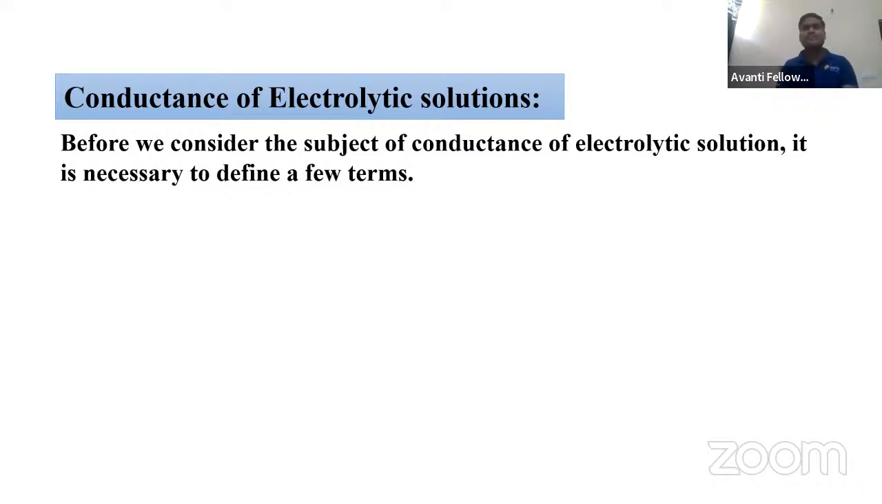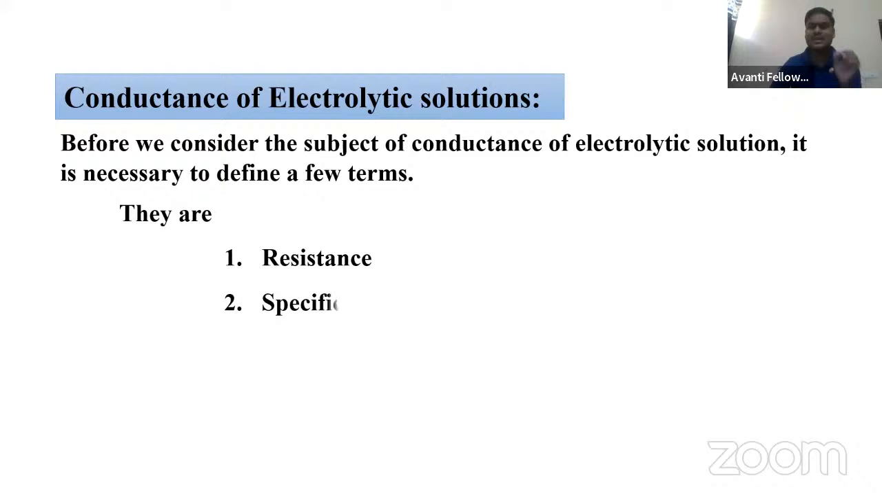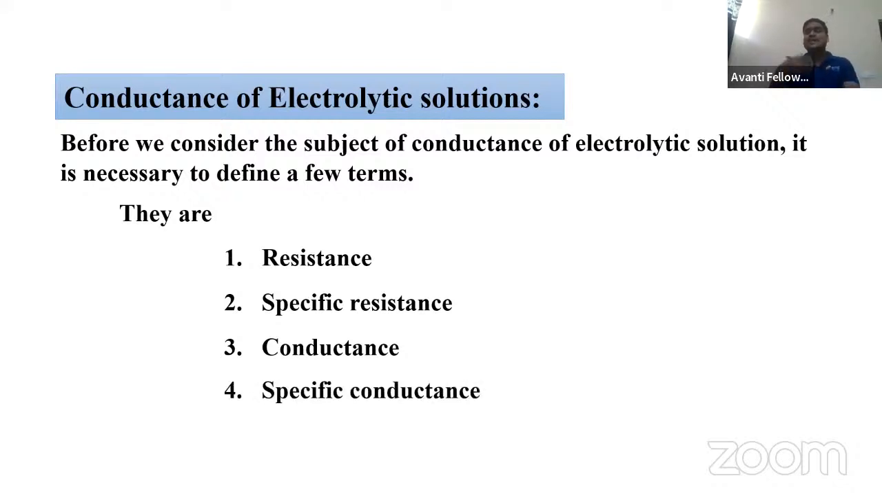Now if I'm talking about the conductance of electrolytic solution, we all know that there are four important terms in conductance of electrolytic solution. The first is resistance. The second one is specific resistance, also known as resistivity. The third one is conductance, and the fourth one is specific conductance, that is conductivity, right? So resistance, specific resistance, conductance and specific conductance, also known as conductivity.